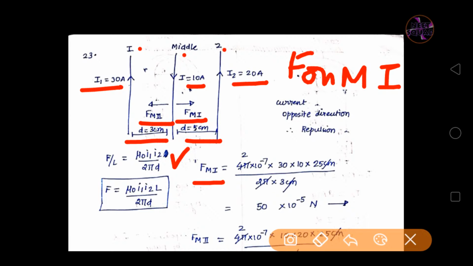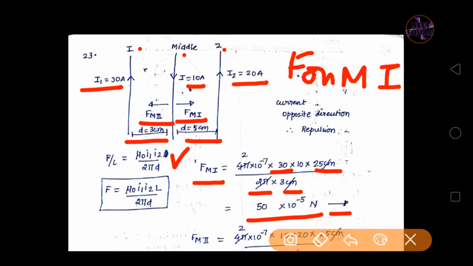So F_m1 we are calculating. Mu naught value is 4 pi into 10 power minus 7. I1 is 30, I2 is 10. And the length of the middle one is given in the question as 25 centimeter. 2 pi, and d is the distance between them, 3 centimeter. So when we calculate, this comes out to be 50 into 10 power minus 5 Newton.